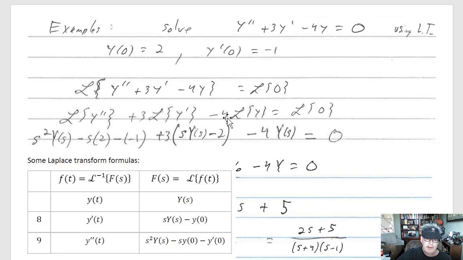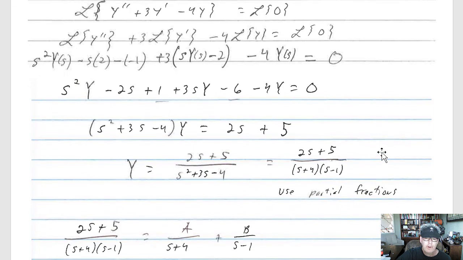And then we see from the table, Laplace transform of y prime is s times big Y minus y of 0. And Laplace transform of the second derivative is s squared big Y minus s times y of 0 minus y prime of 0. So that's all done there.